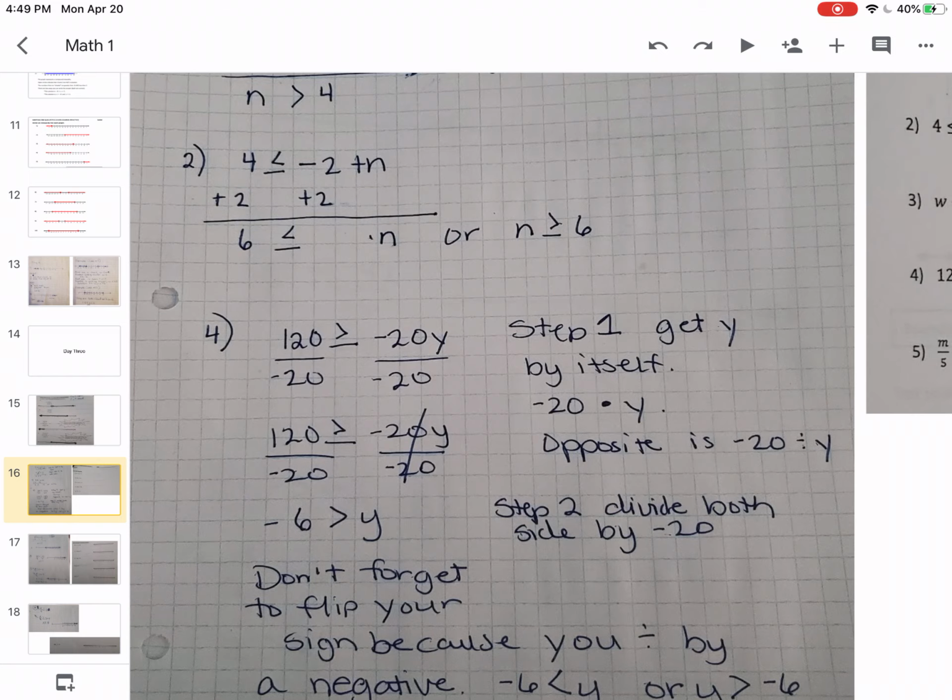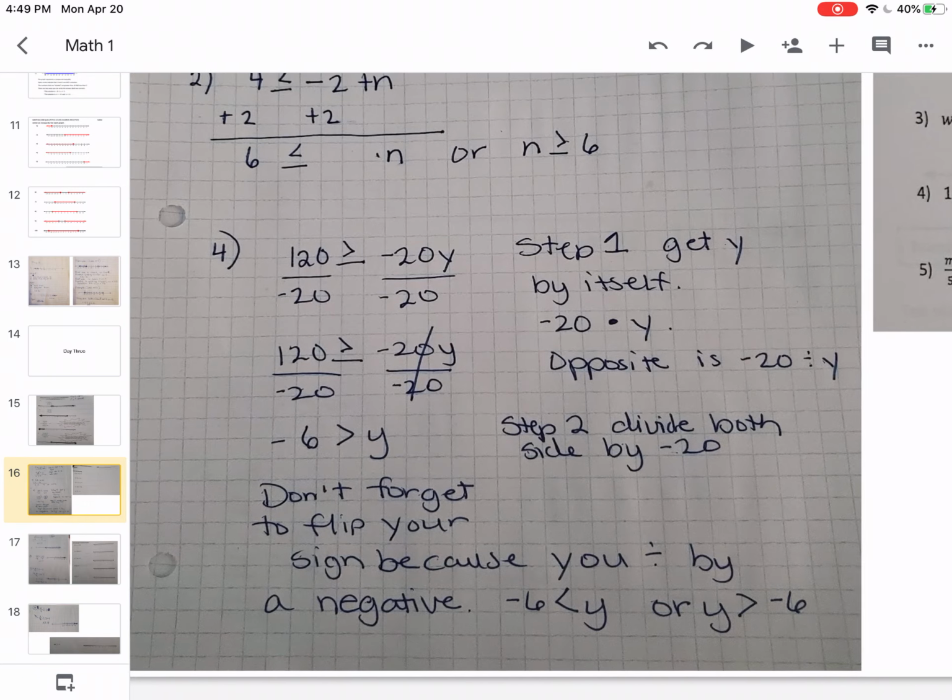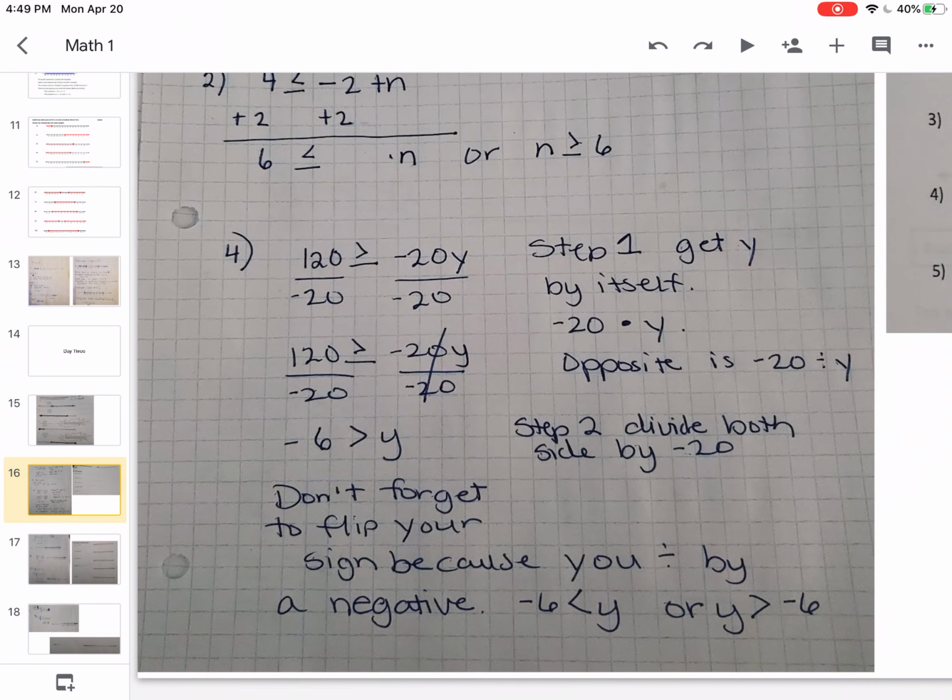So we have negative 6 is greater than, it should be an equal to on the end. There should be a line underneath it. Greater than or equal to y. And it says don't forget to flip your sign because you divided by a negative number.